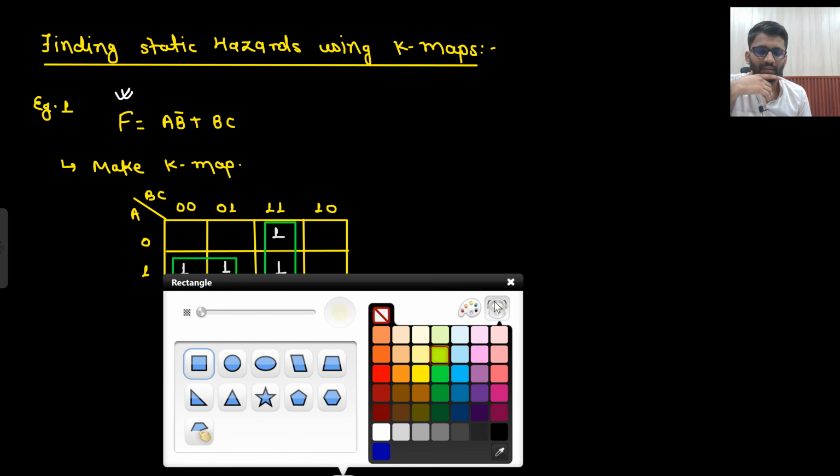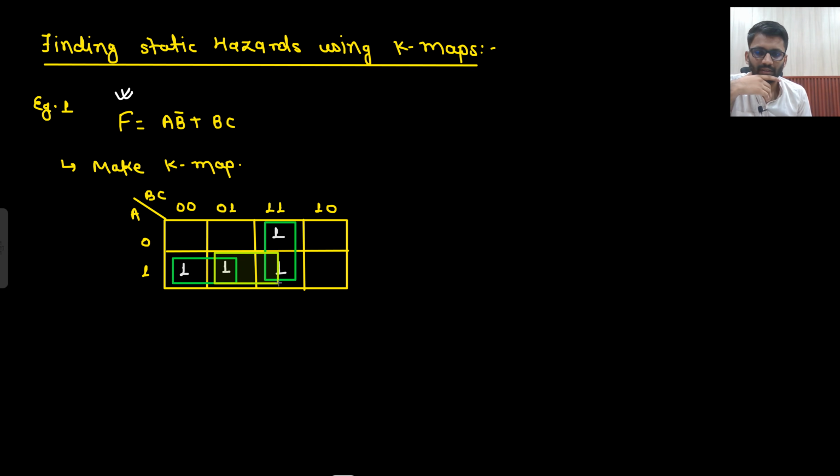But is there any other possibility to make another pair? Yes, this one. That means this particular box, what does it represent? 101. And what does this particular box represent? 111. So if you are going from 101 to 111, then there is a possibility that a hazard may occur. So how to eradicate this? So F modified.